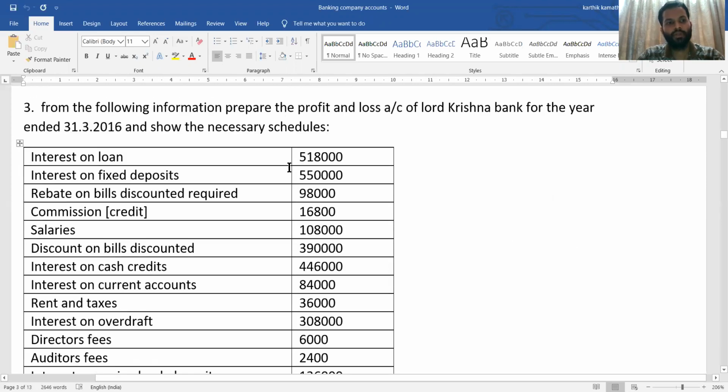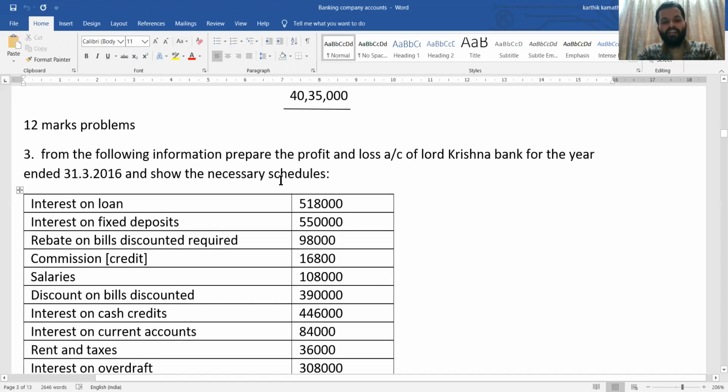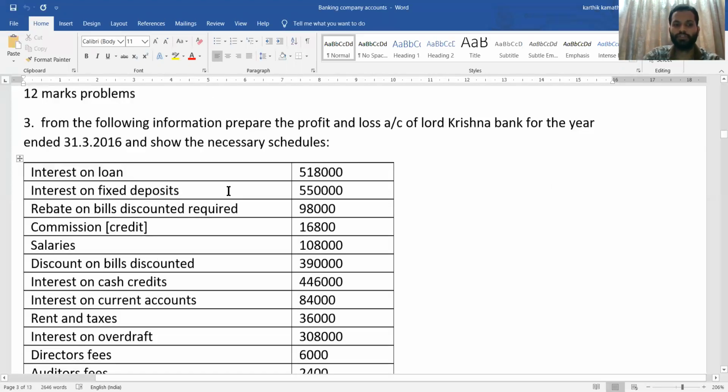Now from the following information, you need to prepare the profit and loss account of Lord Krishna Bank for the year ended 31st 3 2016 and show the necessary schedules. So you need to do the P&L account. For the P&L account, you need to do the 4 schedules as working notes first. After that you need to prepare the P&L account format and do the calculation. So now first, interest on loan.